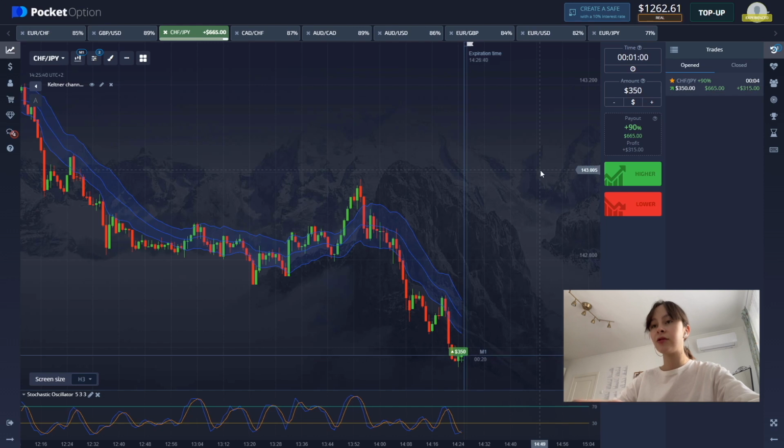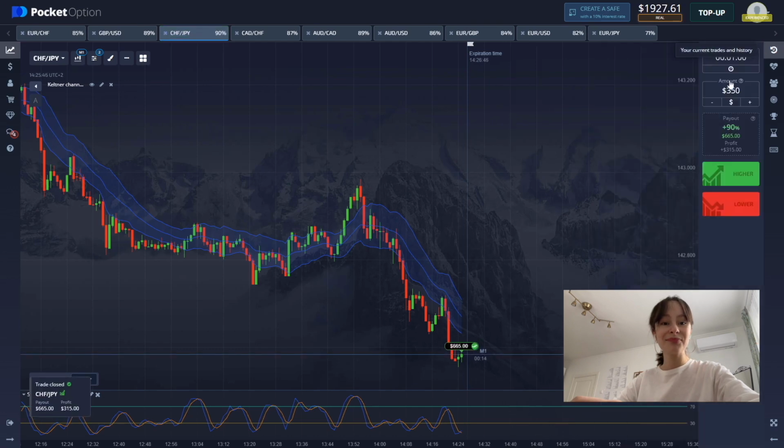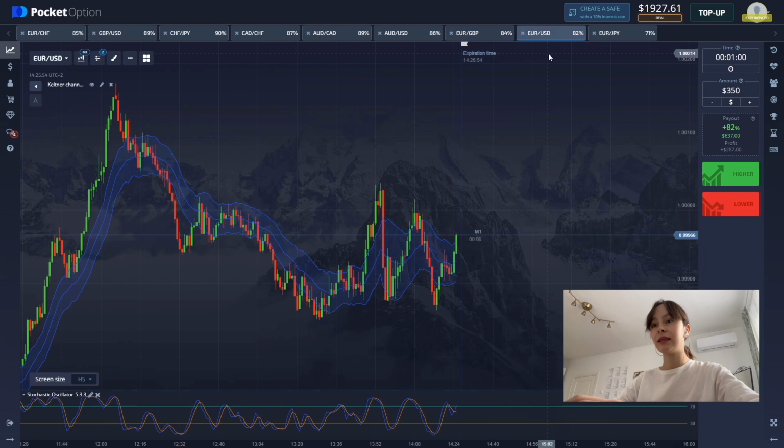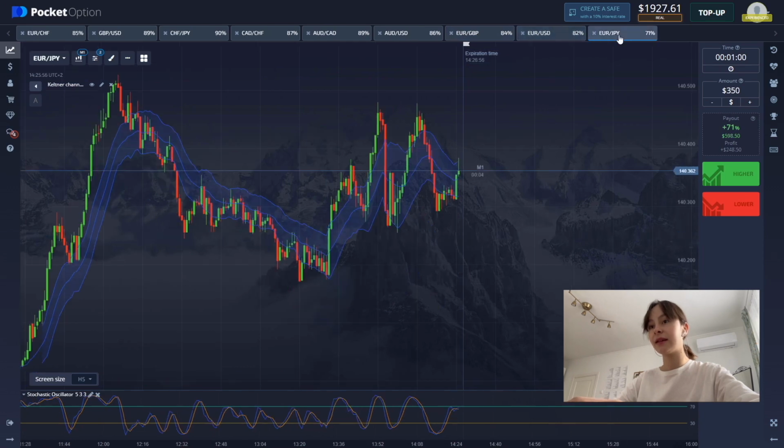As you see, we already have a breakdown. There was a pullback and our deal is closed positively, as was to be shown. We played on a Kelvin channel and our signal finished with a success. Let's get rid of this currency pair and pick the next one.